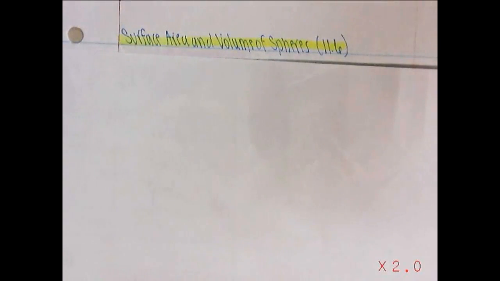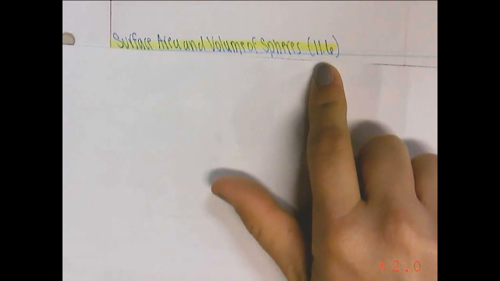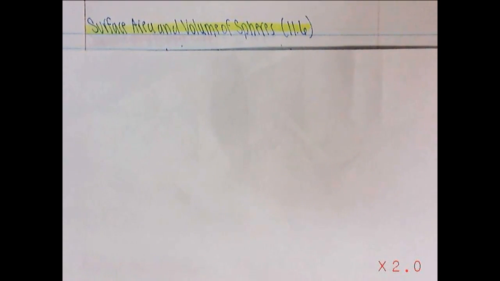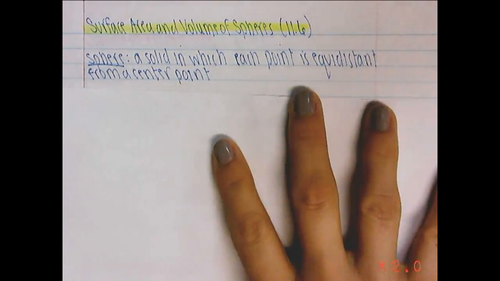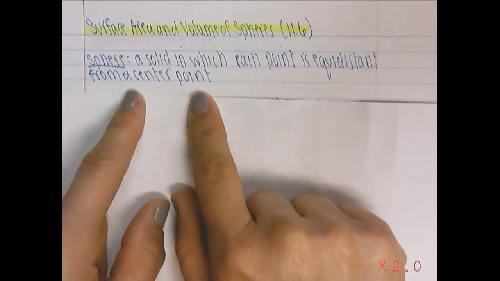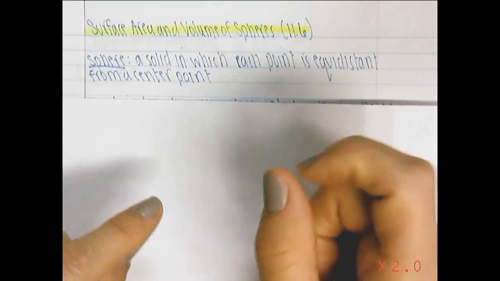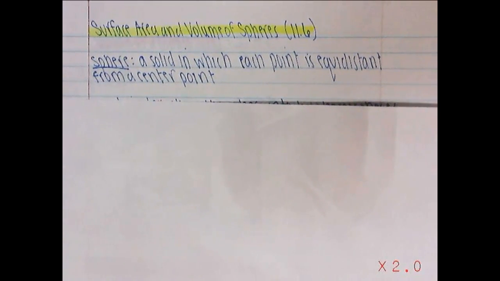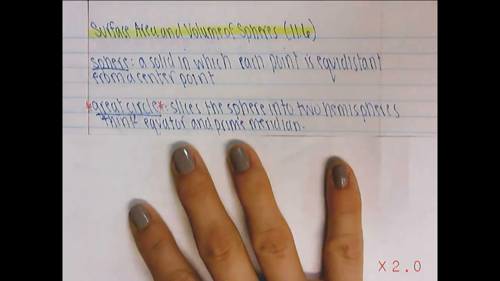We are going to move on to surface area and volume of spheres. So this is 11.6. All right, let's go ahead and talk about what a sphere is itself. It's a solid in which each point is equidistant from a center point. You can pick a point in a sphere, think the Earth, a globe, and there will be one point within that sphere that it's equidistant from, a center point.